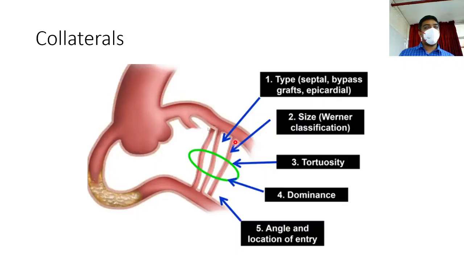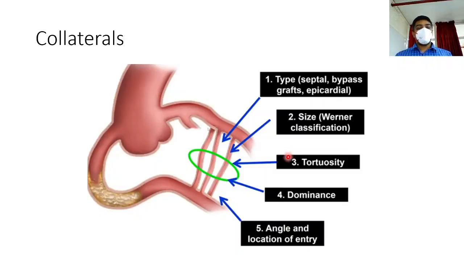The collateral classification is Rentrop. It is based on size. Rentrop 0, 1, 2, 3.